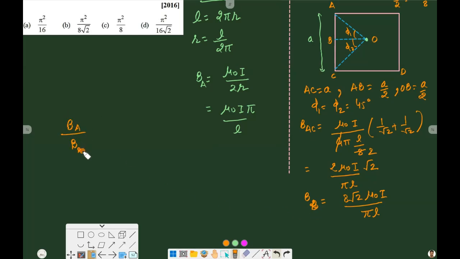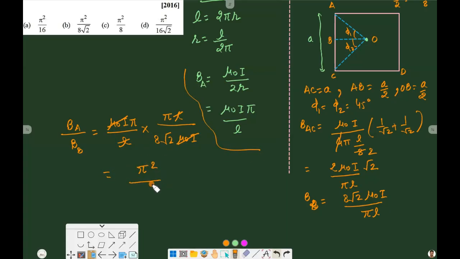by BB will be mu naught I pi L divided by 8 root 2 mu naught I pi L. Mu naught I cancelled, L gets cancelled, so we have pi square by 8 root 2. So option B will be the right answer here.